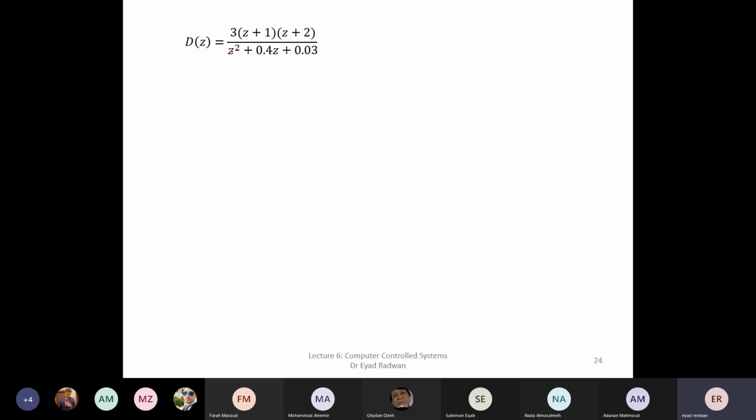عندي الفانكشن d of z زي ما انتم شايفين اللي هو بتكون من first order term في البسط وعندي second order term في المقام. إذا هذا الترم you can decompose it into two terms, first order terms, that's good. If not, then implement the second order term as it is.